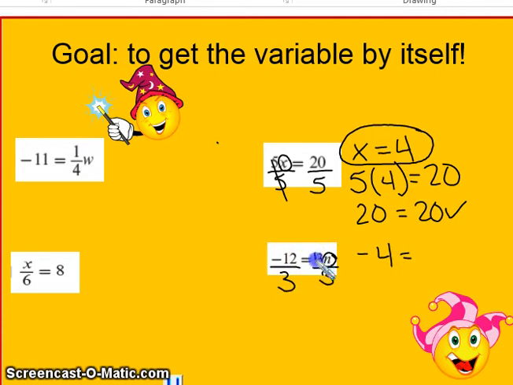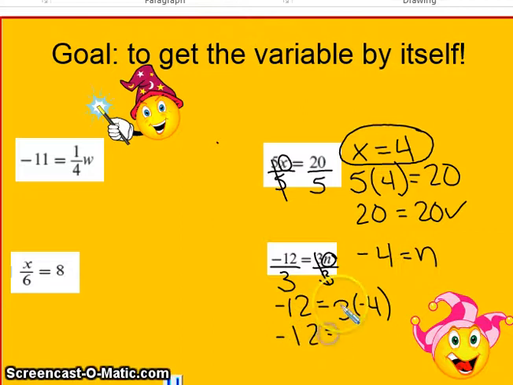And 3 divided by 3 is 1, so I have 1n, or just n. So my solution is negative 4 equals n. I can check and make sure it's correct by plugging negative 4 into the original equation for n. So I would say negative 12 equals 3 times n, which is negative 4.